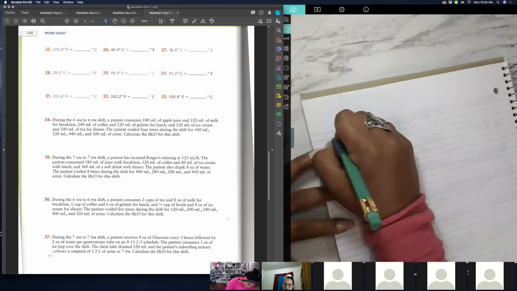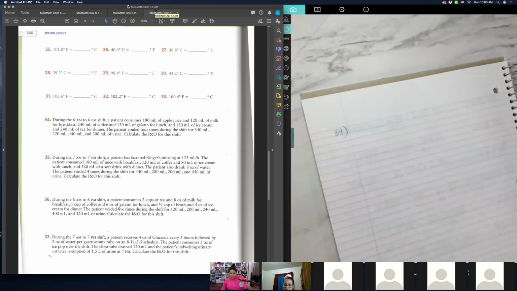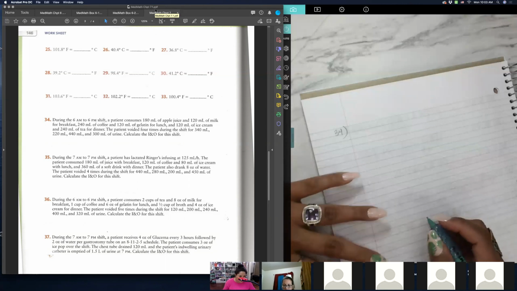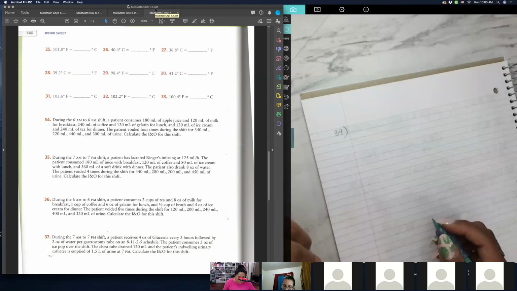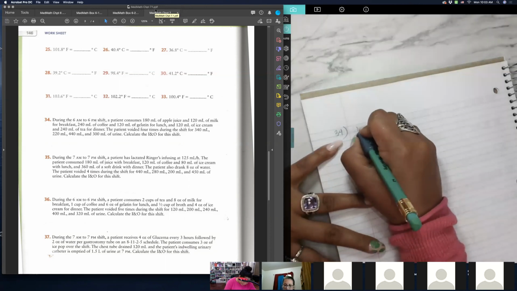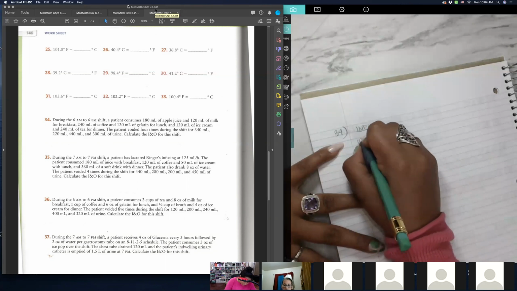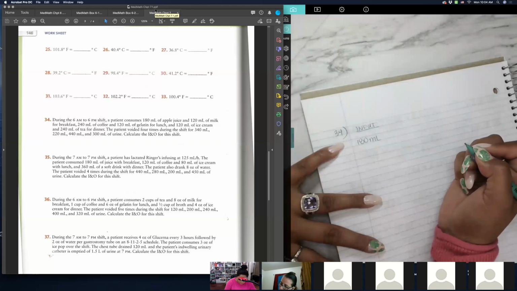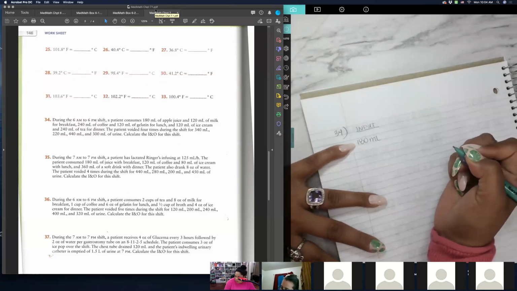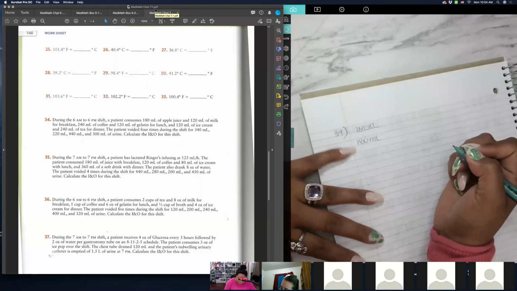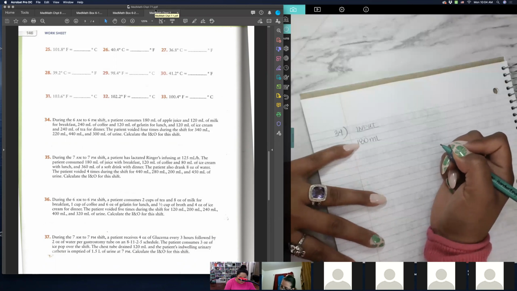Okay, so 34 is reading, keeping track of your inputs and outputs, and then doing the proper conversions, okay? So I'm going to show y'all how to set that up really quickly, and then how you're going to convert and solve. Okay, so during the 6 a.m. to 6 p.m. shift, a patient consumes, so that is telling us that is their input. They consumed 180 milliliters apple juice. I don't care what it is, I care about the volume, okay? And thinking about having to set this up and solve on a test, I don't need all the extra information. So I have 180 milliliters of apple juice.